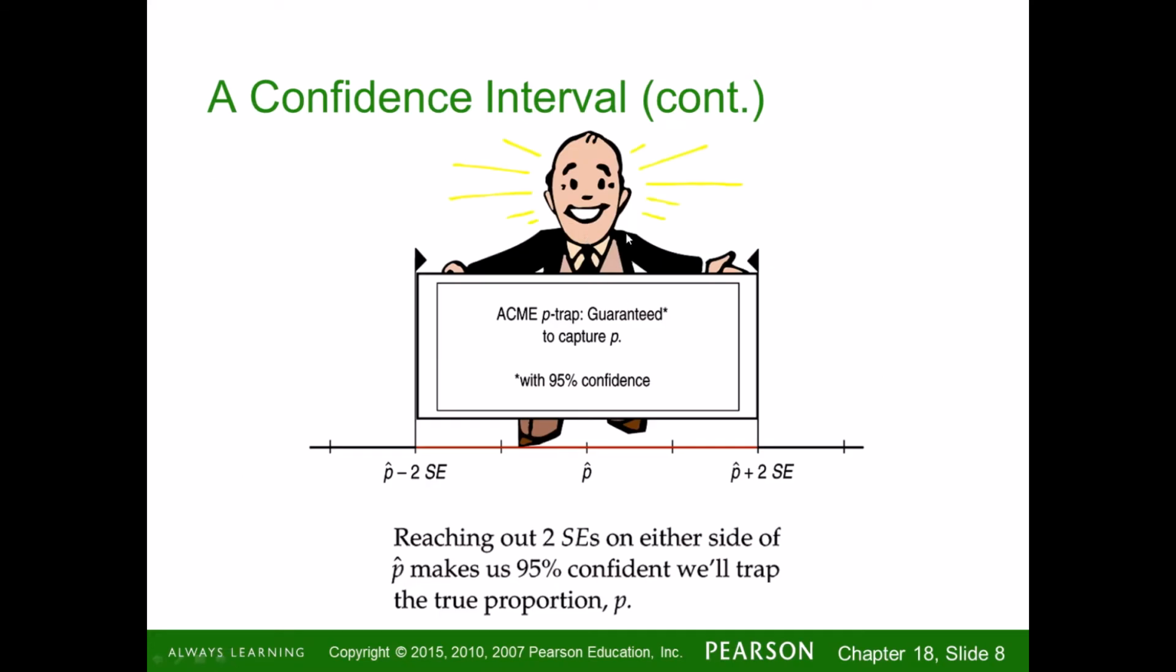See the happy guy here? He's demonstrating this. So you get a sample proportion from some kind of sample that you take. You then add 2 standard errors, or 2 standard deviations when we don't know what p is. And you subtract 2 standard errors. You will then expand to an interval, low to high, and you can be 95% confident that you can estimate the true value of p. So reaching out 2 standard errors on either side of p-hat makes us 95% confident we'll trap the true proportion p.